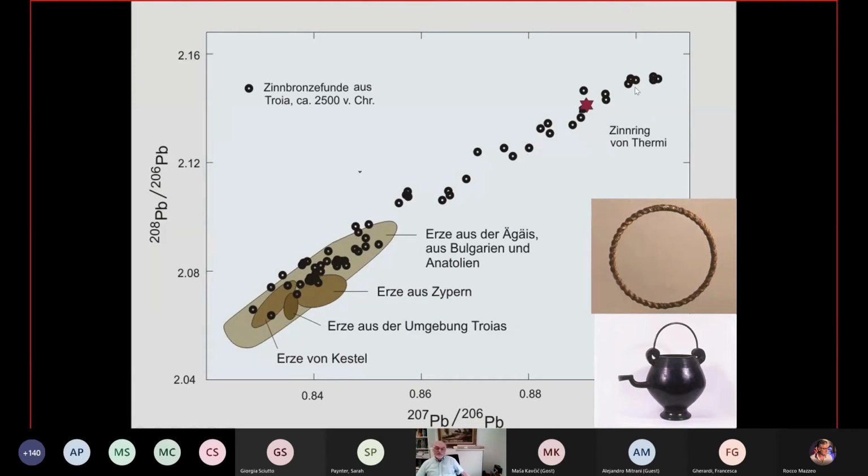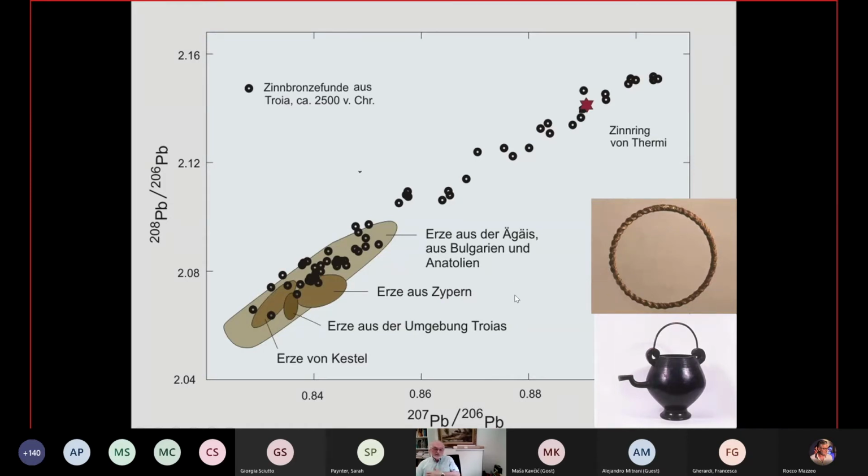And these dark data points are tin bronze objects from Troy itself and the Troad, and it becomes very clear that practically all of them cannot derive from copper in the Troad itself. So the copper must come from somewhere else. Actually, since we can include the Aegean, Bulgaria, Anatolia, and Cyprus, the whole of the Eastern Mediterranean, for these objects, they must come from somewhere. And that's the problem with lead isotope ratios: it's usually easier to conclude where it does not come from than where it comes from.